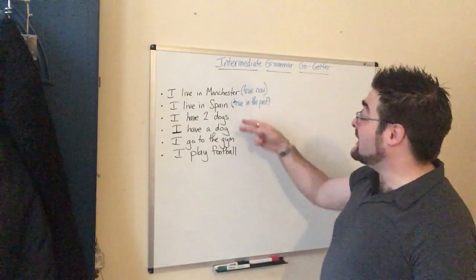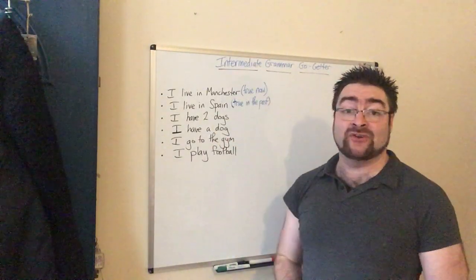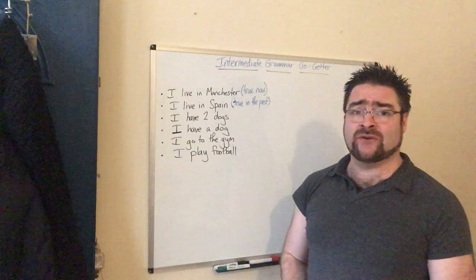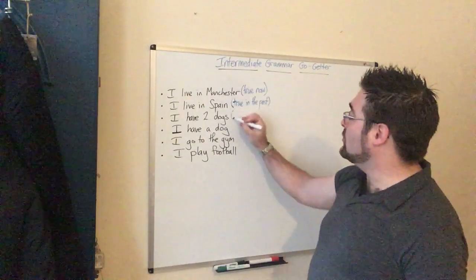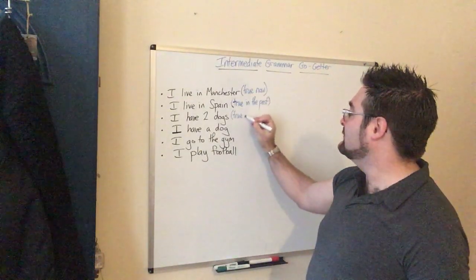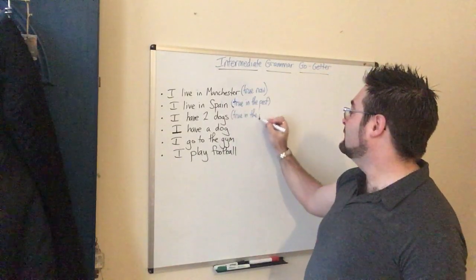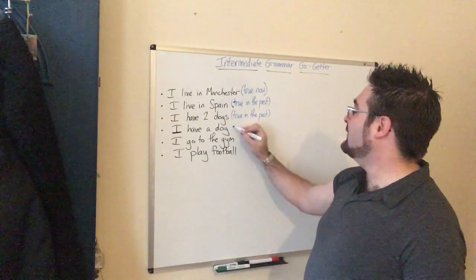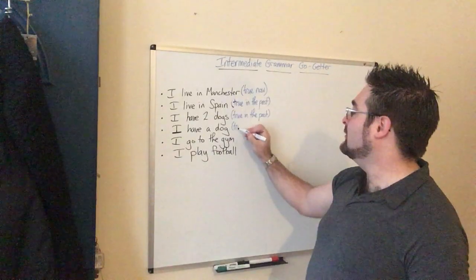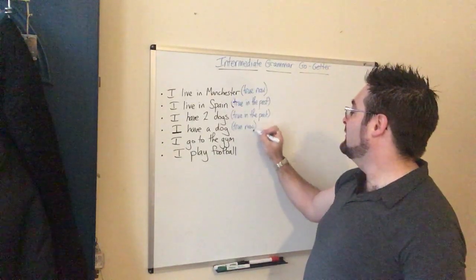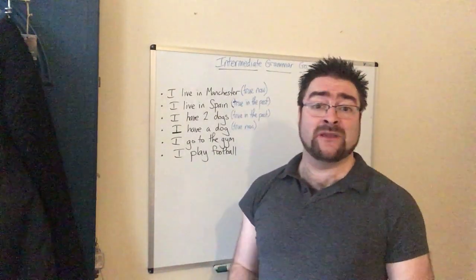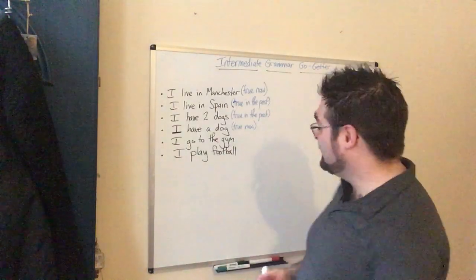Okay, next sentences. I have 2 dogs and I have a dog. Little more difficult, but this one was true in the past. But now I only have 1 dog. Her name is Millie, and you will probably meet her at some point during the course.